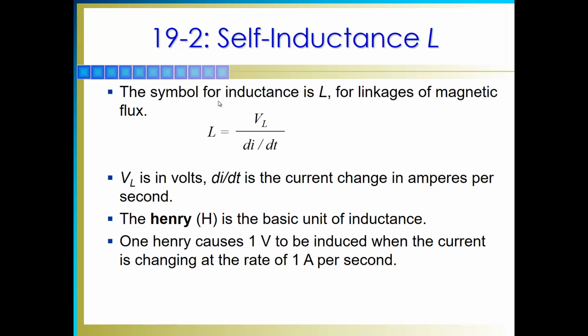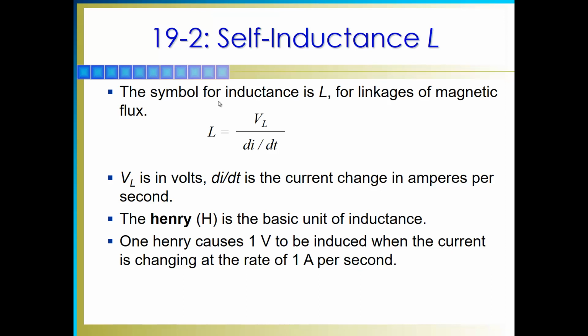Henries is the basic unit for inductance. Recall that we have volts for voltage, amperes for current, ohms for resistors and reactance and impedance. So when we're talking about inductance, the unit that we're going to be using is called the henry. And 1 henry is when 1 volt is induced with 1 ampere per second.